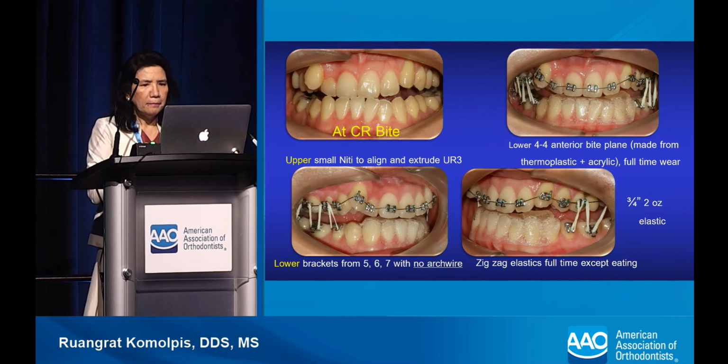So at CR, I made a lower 4 to 4 anterior bite plane with thermoplastic. This is to be worn full time. This will increase his posterior open bite even more. In the upper, we bracket all the teeth and use a small nitinol wire. Lower bracket only 5s, 6s, and 7s, no arch wire. And then we use zigzag elastics to pull the posterior teeth full time except eating.